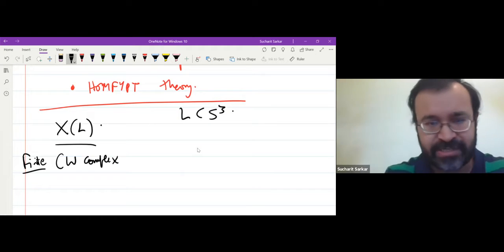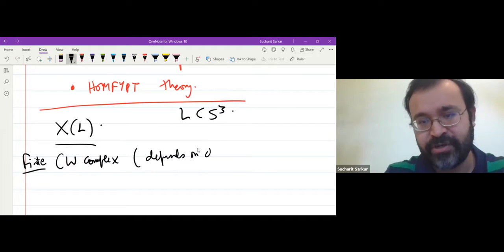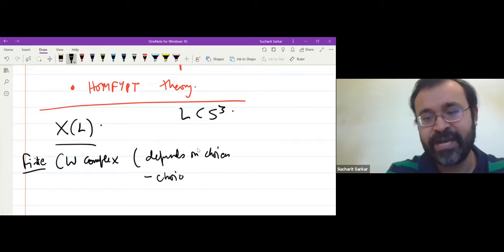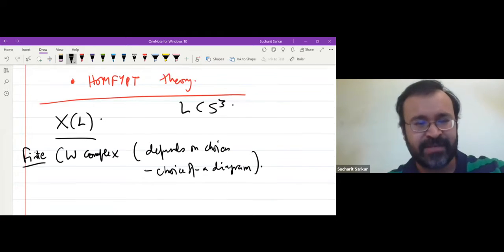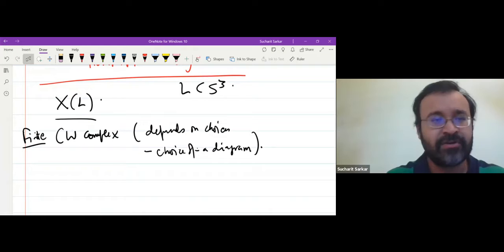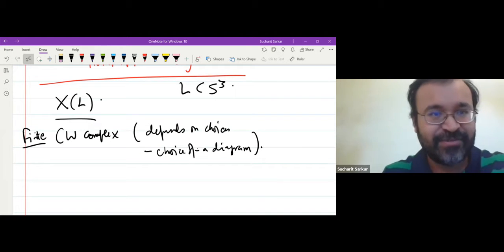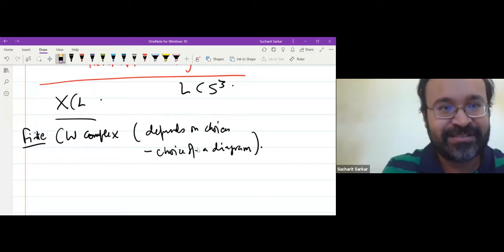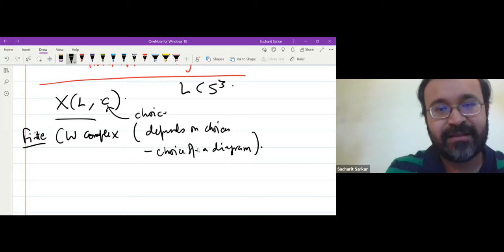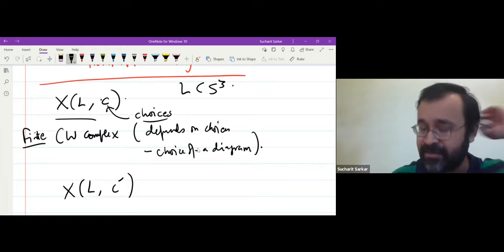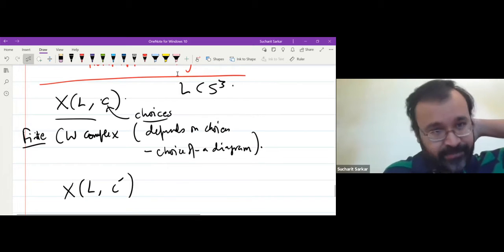But this construction depends on choices, mostly a choice of a link diagram, and some other choices as well. But anyway, you construct a finite CW complex. Now you might ask, what if I make different choices? Let me write C for choices. Now I take the same link, but I choose a different set of choices, and I get a different CW complex. So I don't get the same thing actually.